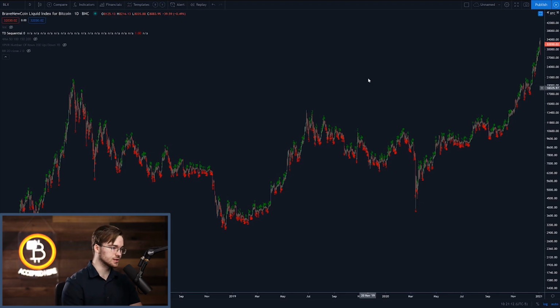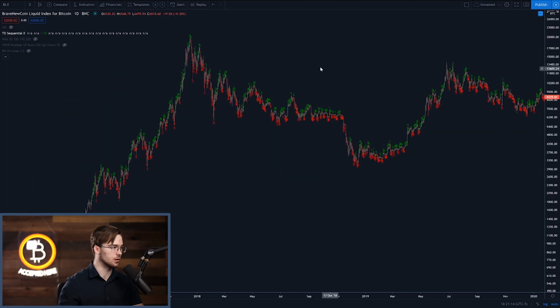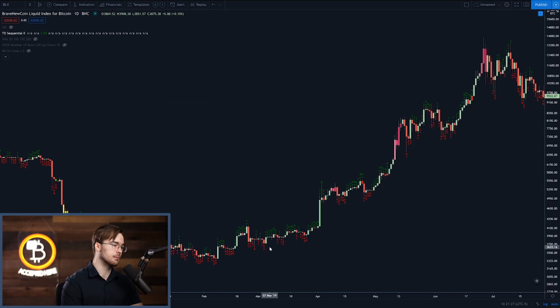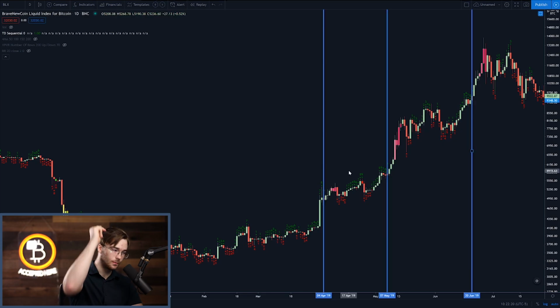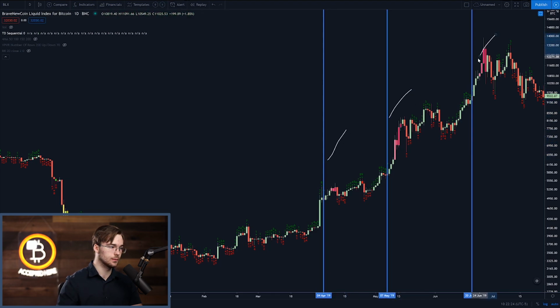A brief history of the TD Sequential will show us that 9 flashes are very, very important in Bitcoin technical analysis. Let's look at this period of the market with the first 2 quarters of 2019. I will go ahead and put a vertical line on the chart everywhere there is a 9 flash right now. As you can see, we have 3 9 flashes on our chart. One right here, and one right here.